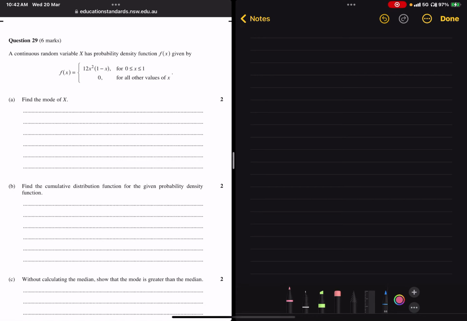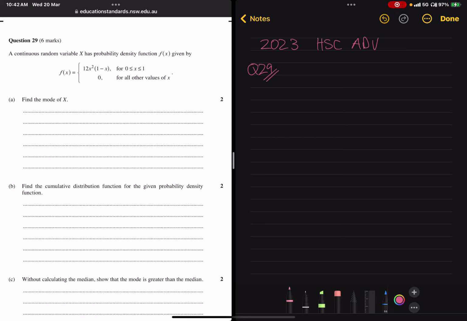Okay, so let's take a look at another question from the 2023 HSC Advanced Maths paper. So here we have question 29. This is a pretty straightforward question if you understand how to do each part. It gets more complicated if you don't really know what to do, especially at the beginning. If you're not sure what to do at the start, you're probably just not going to get it at all. It's pretty simple if you know what to do.